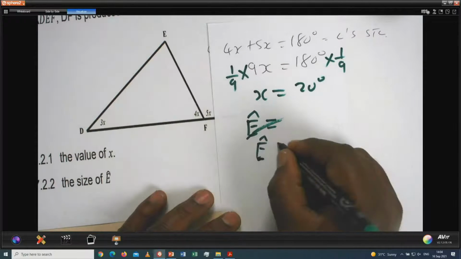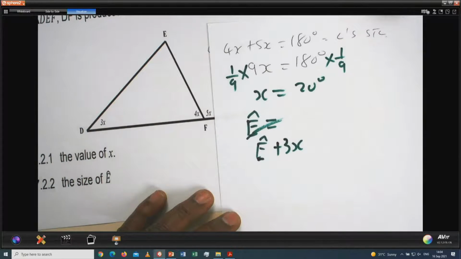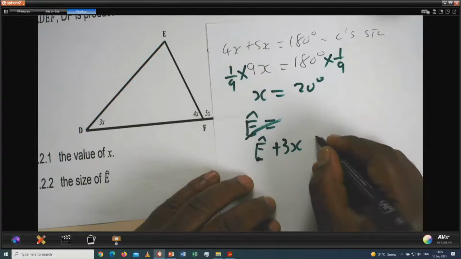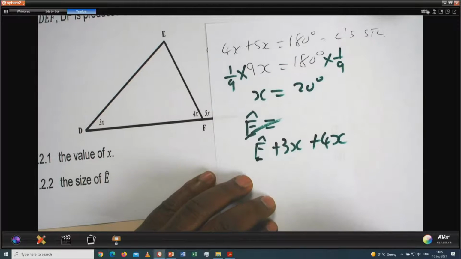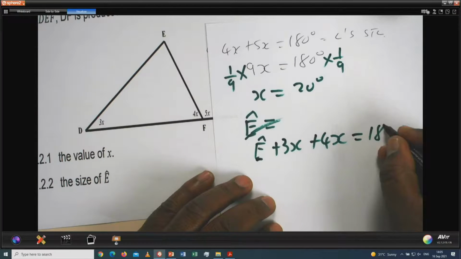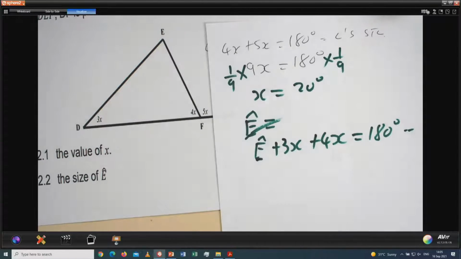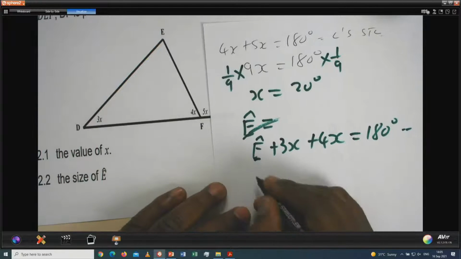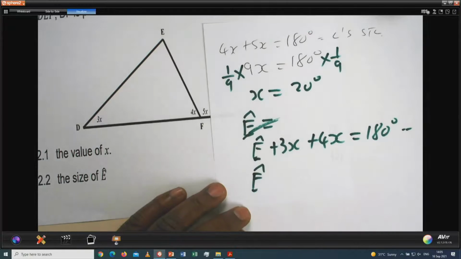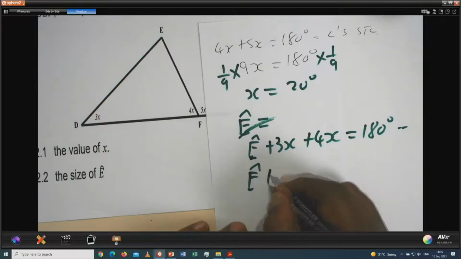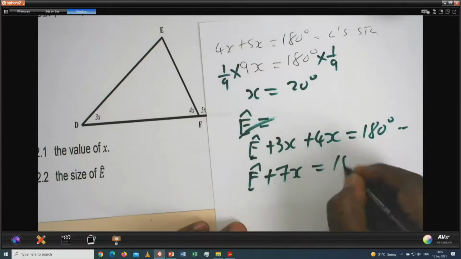Angle E plus 3x, because they are in a triangle. So what do we know about the triangle? We know that when you add all the angles of a triangle, they give you 180 degrees. Sum of angles of a triangle, 180 degrees. Like I said, every correct statement, do it step by step.